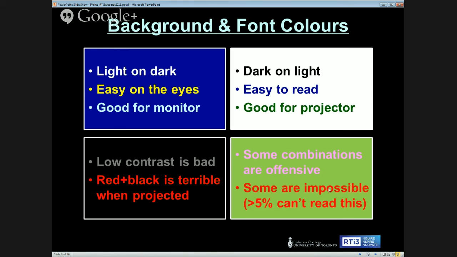When I was looking into these color combinations the other day, apparently 5% of the population, mostly men, are colorblind to some degree. So they might not even be able to read some color combinations you have. So in general, light on dark, dark on light is a safe bet here.